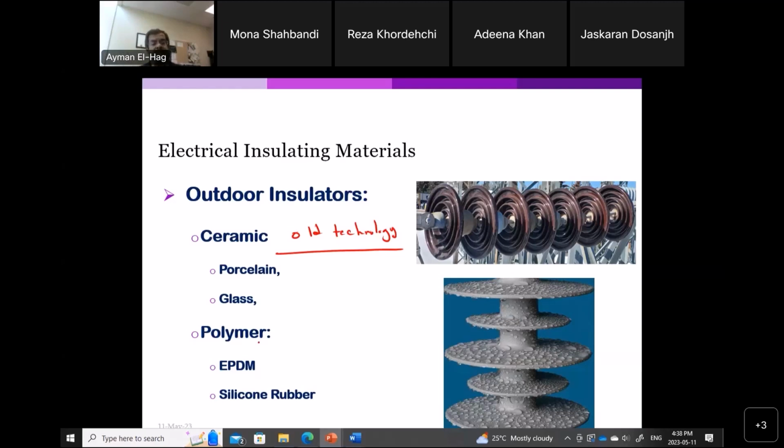Then the new solution comes: to use polymer insulators. And when you look here, this is made from silicone rubber material.